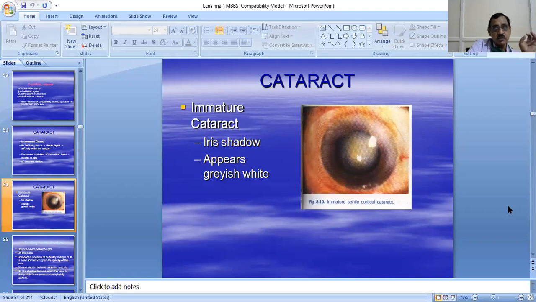When you look at the fundus with distant direct ophthalmoscopy, you see the cortical opacities against the fundal glow. And when you do refraction or retinoscopy for these people, what you see is hypermetropia. Usually hypermetropia will be there in these cases.